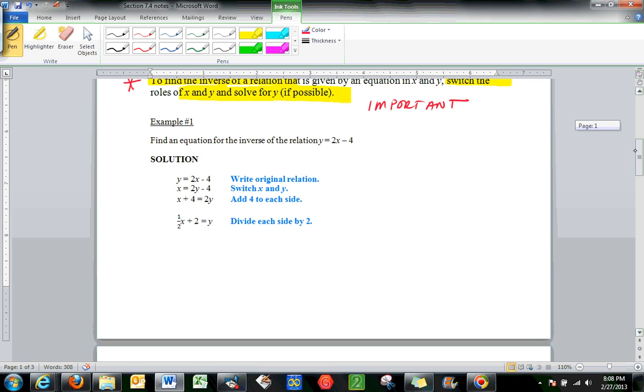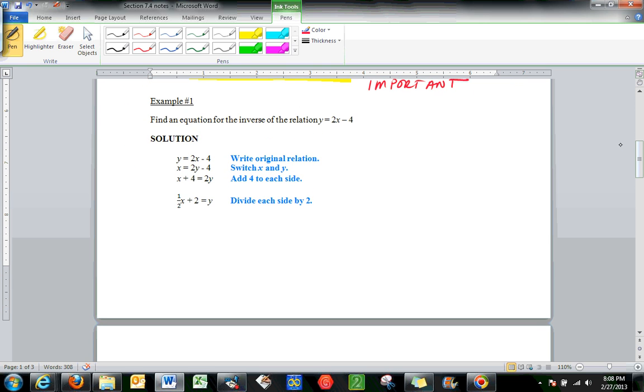So understand, if you just switch the x's and the y's and then solve back for the y, you can create the inverse function. Now, if we talk about it from a relationship standpoint here in example 1, we have y equals 2x minus 4. Now, we know that that is a linear function from our earlier lessons.